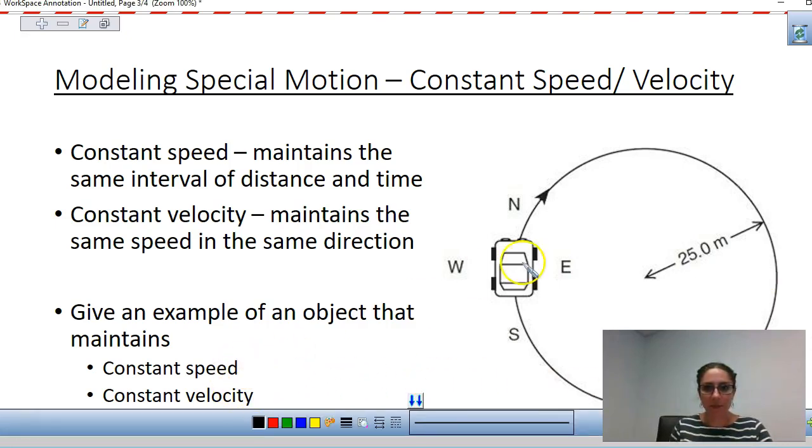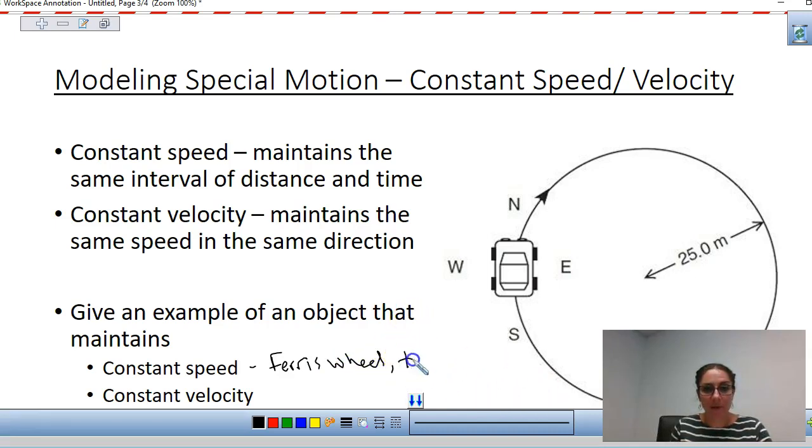I love this example because if I go back, this is for constant speed. A car can go at constant speed in a circle, right? We can go 25 miles per hour. But this is not constant velocity. In order to maintain constant velocity, I have to go straight in one direction. That's the biggest difference, right? An object that can maintain constant speed could be a Ferris wheel, not counting the starting and stopping of the Ferris wheel.